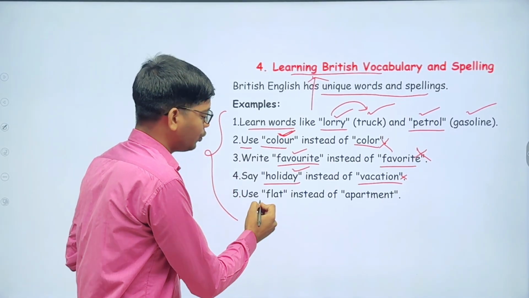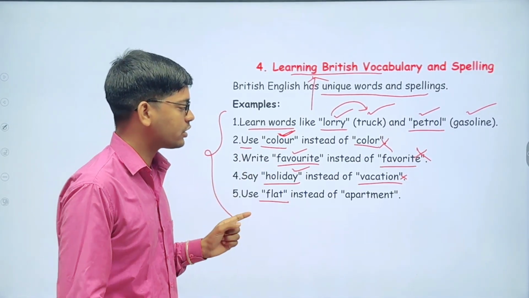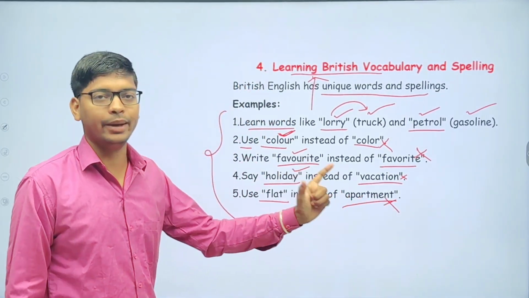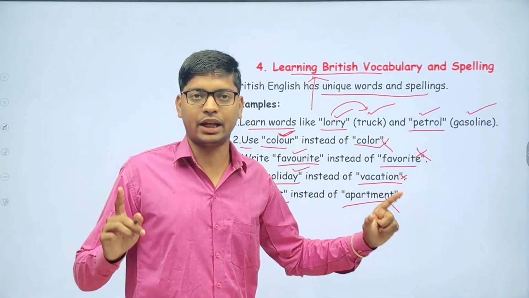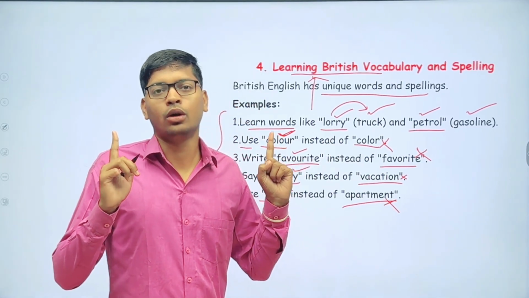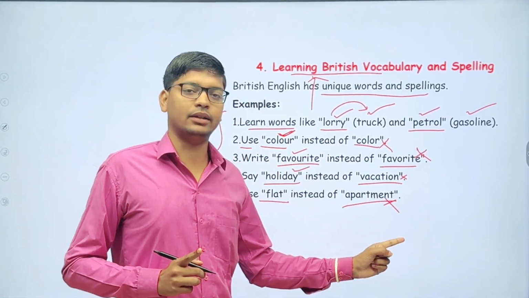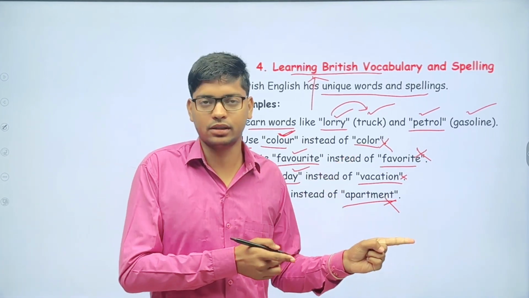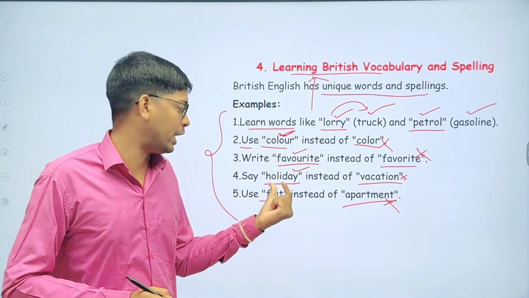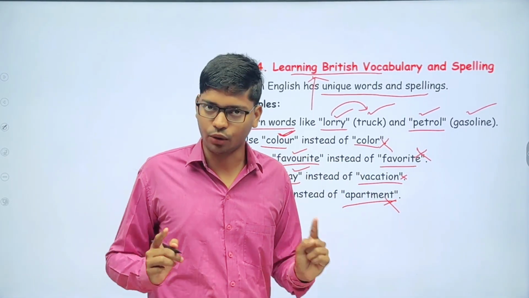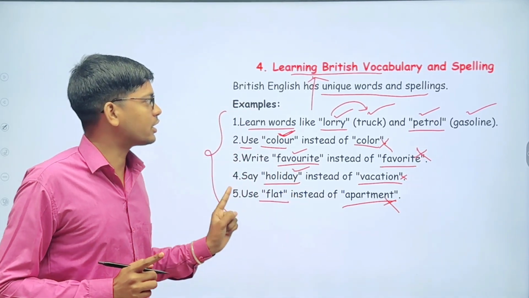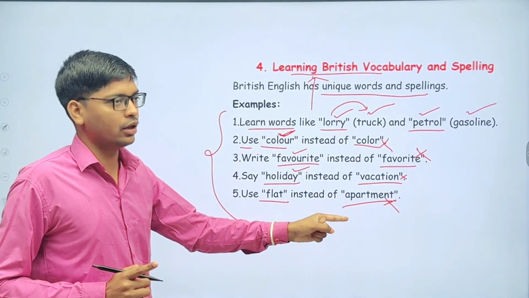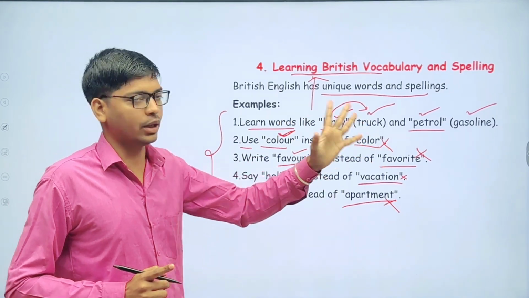Next, you use flat instead of apartment. Apartment is an American word. If you want to speak like an American, then you have to say apartment, not flat. But if you want to speak like a British person, then you have to say flat, not apartment. So guys, you understand? You have to learn these kinds of words, these vocabulary words or spelling words.